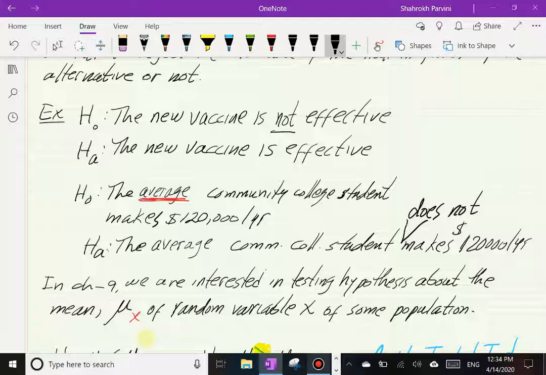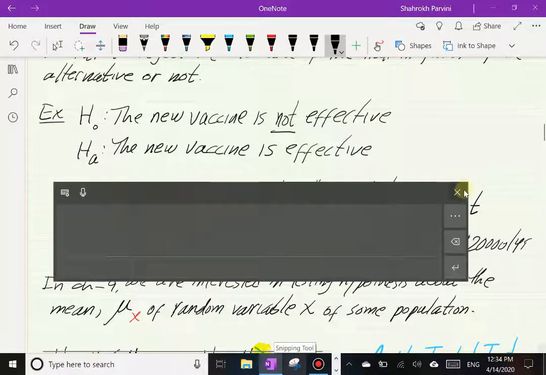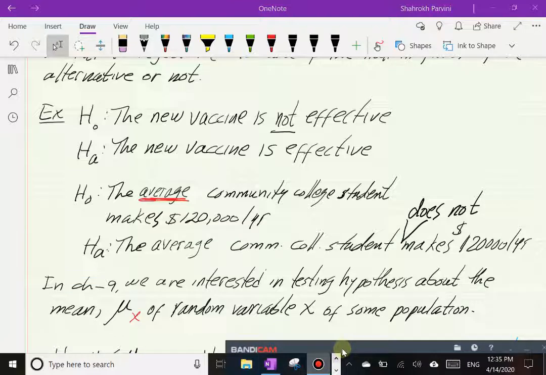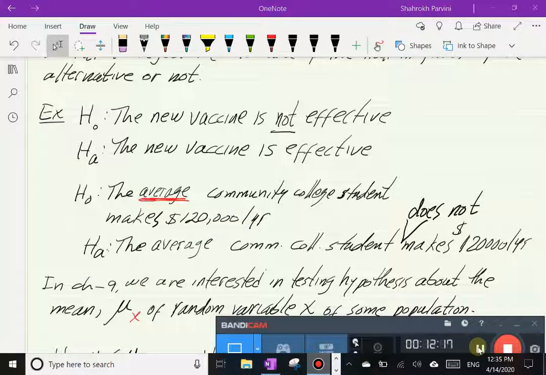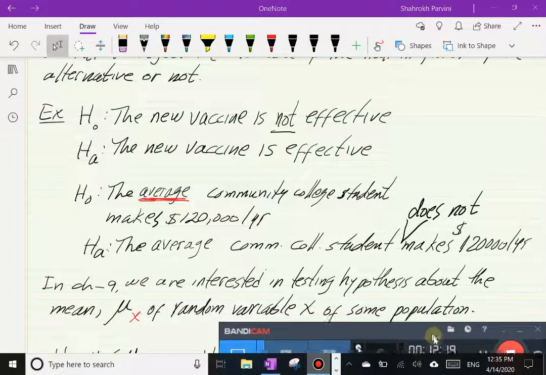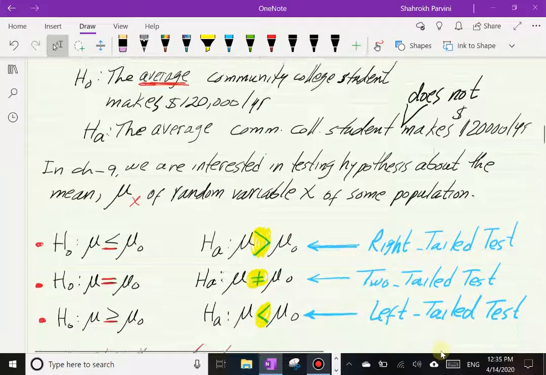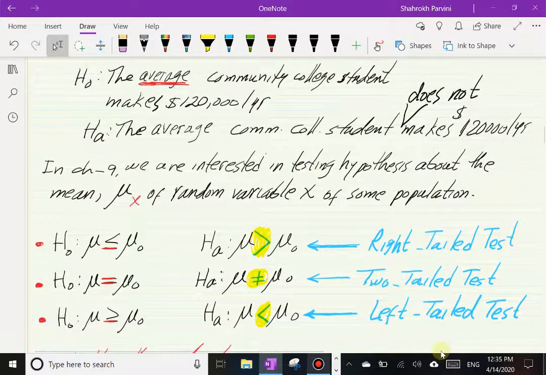Now, in chapter 9, we are actually interested in testing hypotheses about the mean of a random variable x. Okay, so let me continue on here. Now, here I have the different forms of hypothesis. This is what our hypotheses are going to look like in chapter 9.